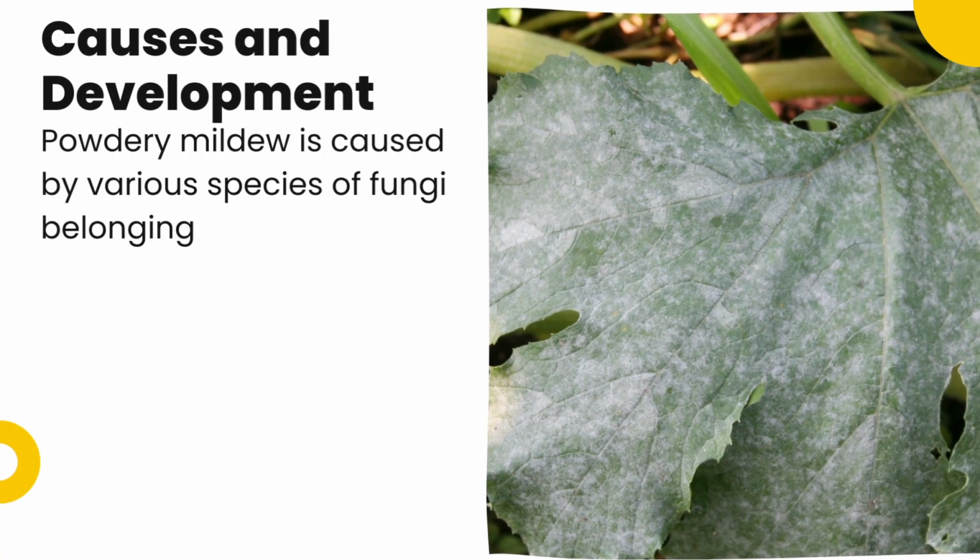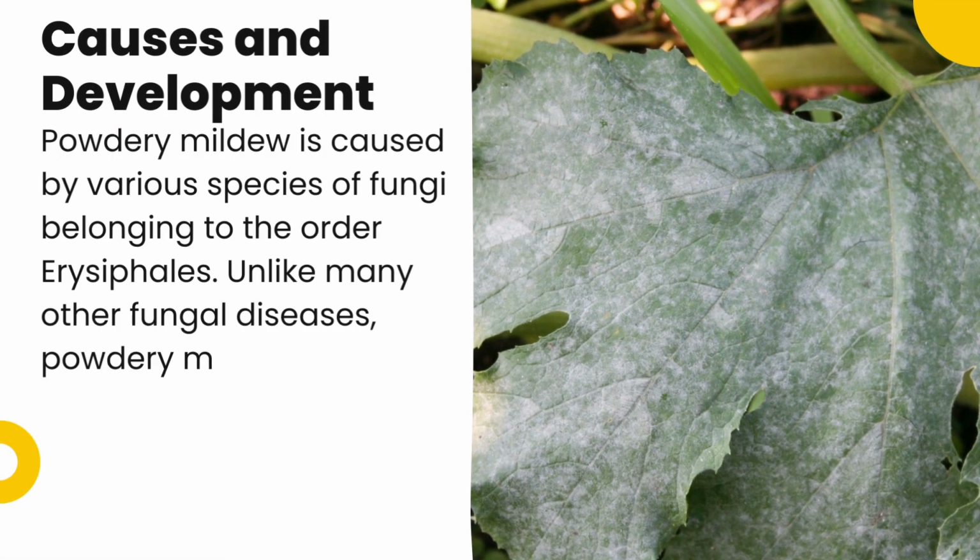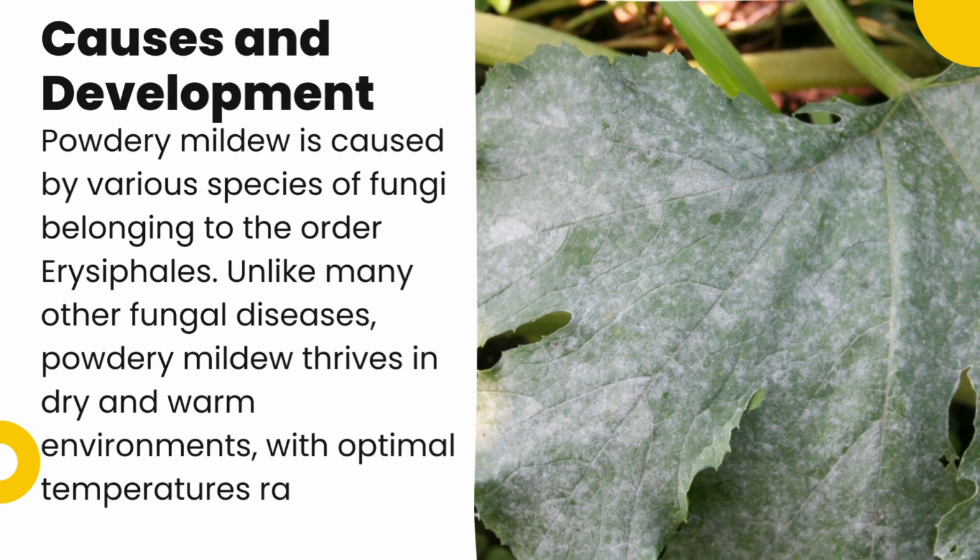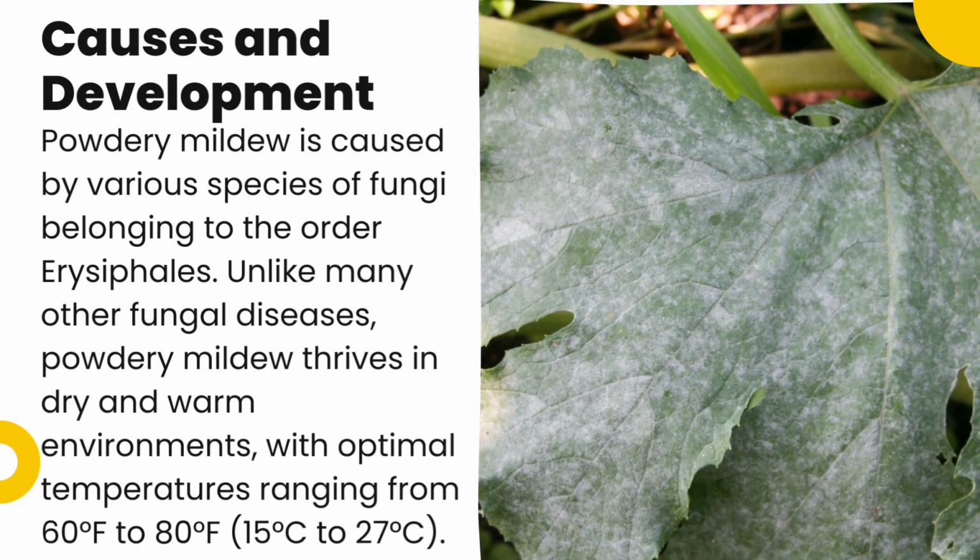Causes and development. Powdery mildew is caused by various species of fungi belonging to the order Erysiphales. Unlike many other fungal diseases, powdery mildew thrives in dry and warm environments, with optimal temperatures ranging from 60 degrees Fahrenheit to 80 degrees Fahrenheit, 15 degrees Celsius to 27 degrees Celsius.